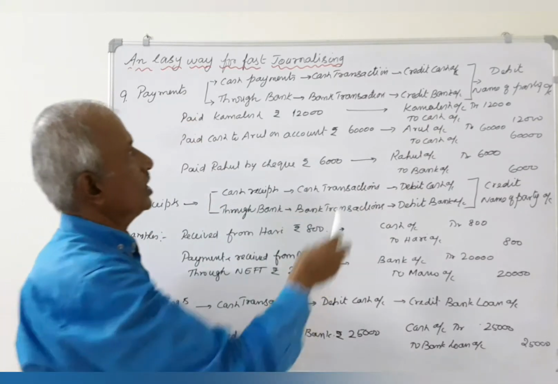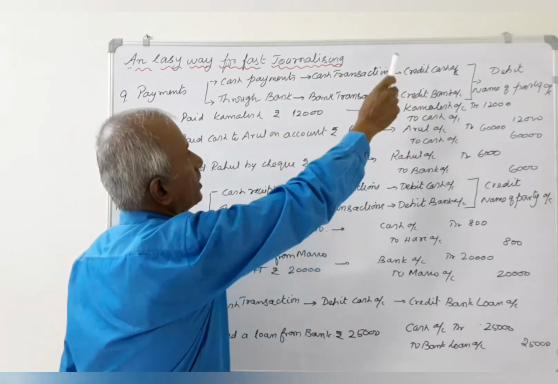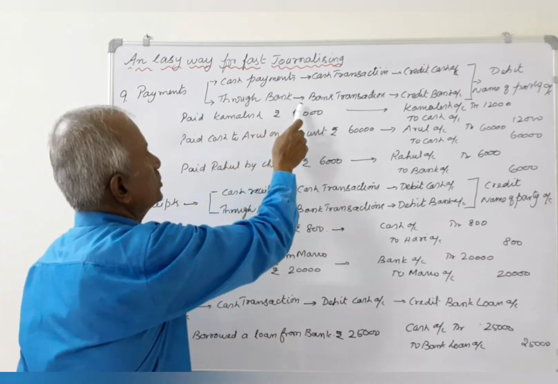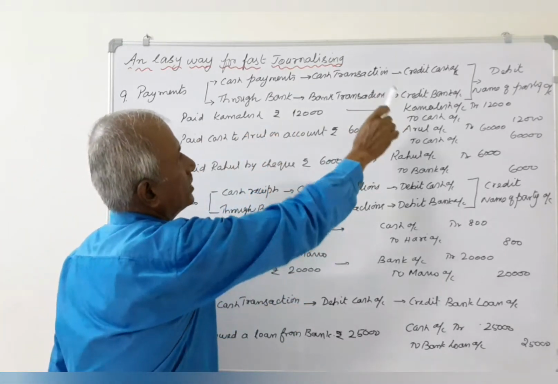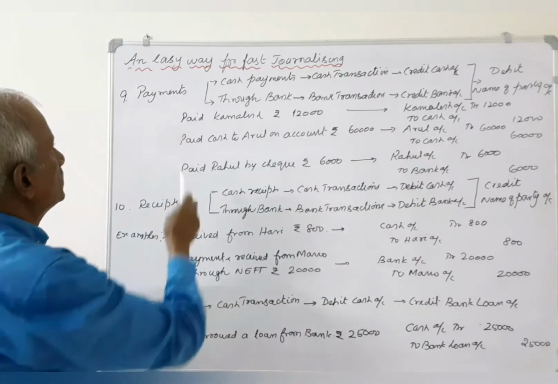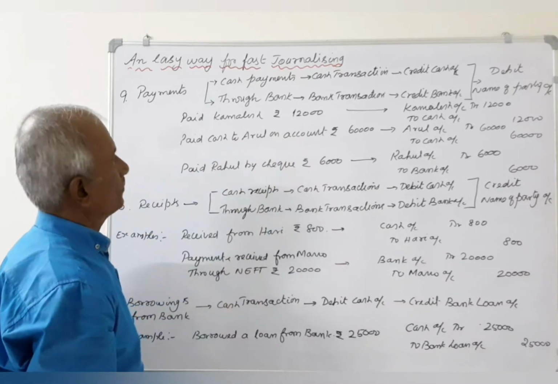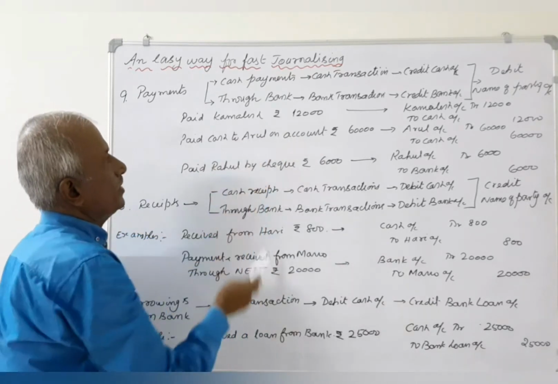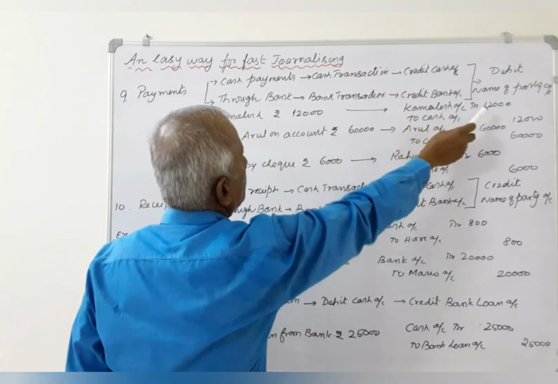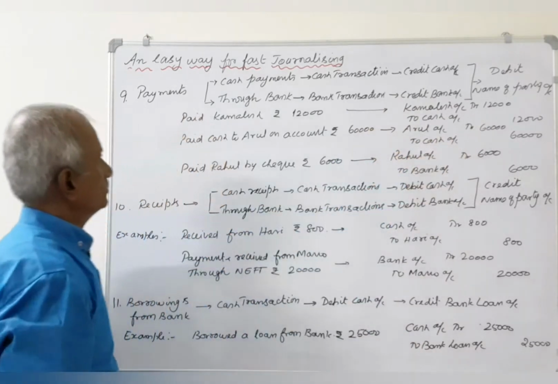So the journals are: for cash payments, name of the party account debtor to cash, and for payments through bank, name of the party account debtor to bank. Let us see some of the examples. Paid Kamalesh rupees 12,000. This is a cash payment. Debit name of the party, Kamalesh account debtor 12,000. Credit cash account, to cash account 12,000.